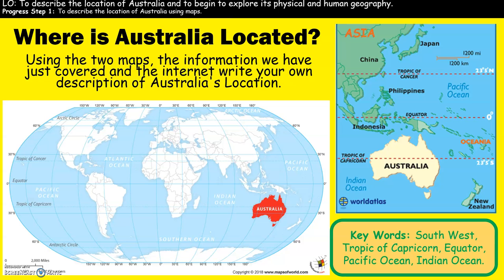So what I want you to do, using the information that we've just covered, and these two maps that you can see on the screen in front of you, I want you to write your own description of Australia's location. Now I want you to try and use the keywords, so that's Southwest, Tropic of Capricorn, Equator, Pacific Ocean and Indian Ocean. I want you to try and use those bits of information in your short description. Should be about 3 or 4 sentences.